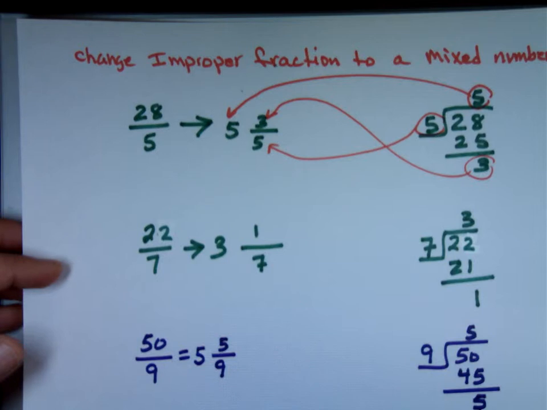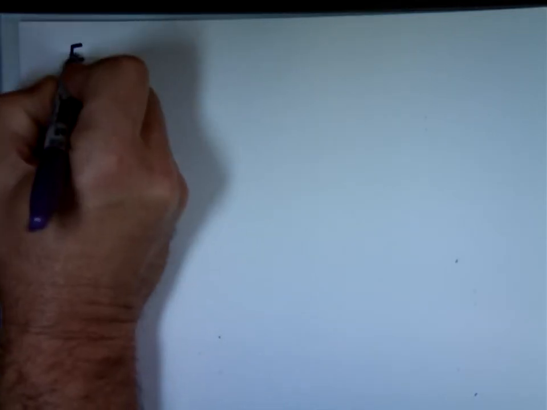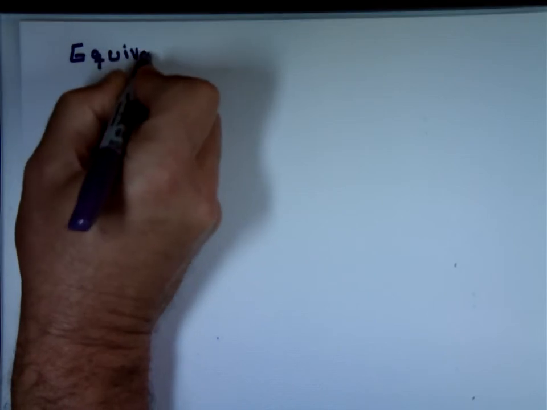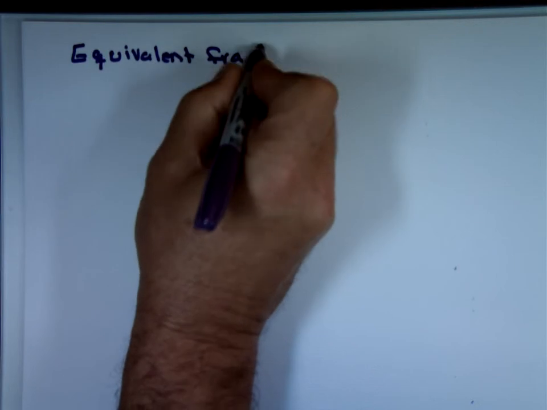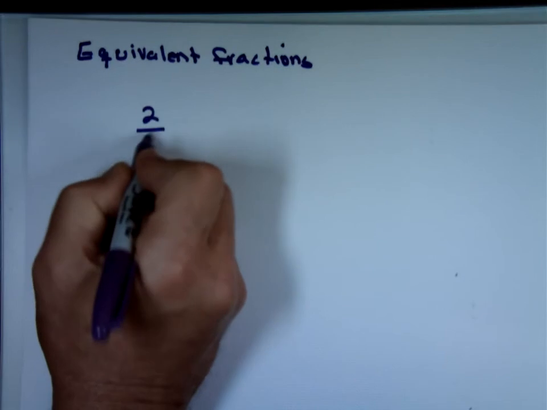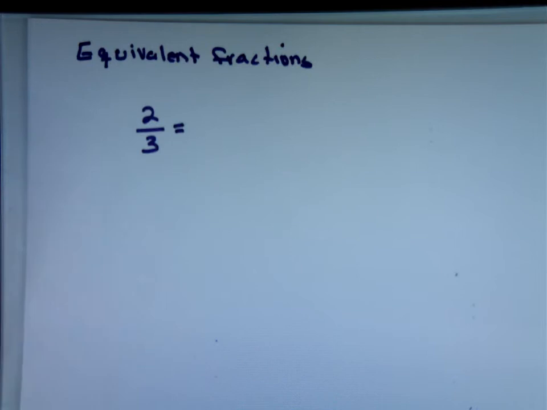Now we're going to actually, the next one, equivalent fractions we're going to talk about. What's an equivalent fraction? If I wrote 2/3 and I said, give me a fraction that's equivalent to this, it's the same as this, same value. You can pick any number you want, except 0. Any number that you like.